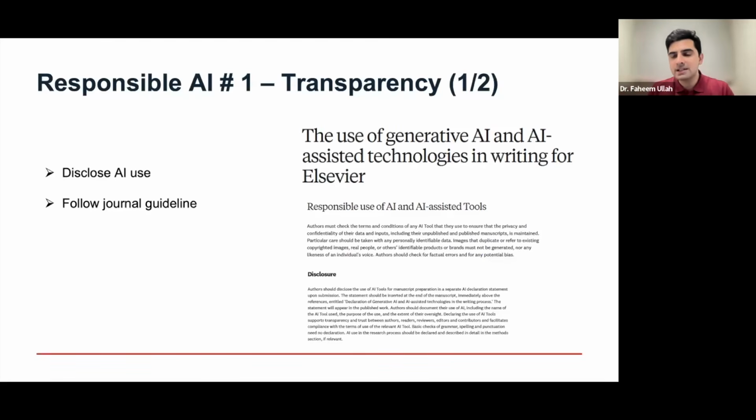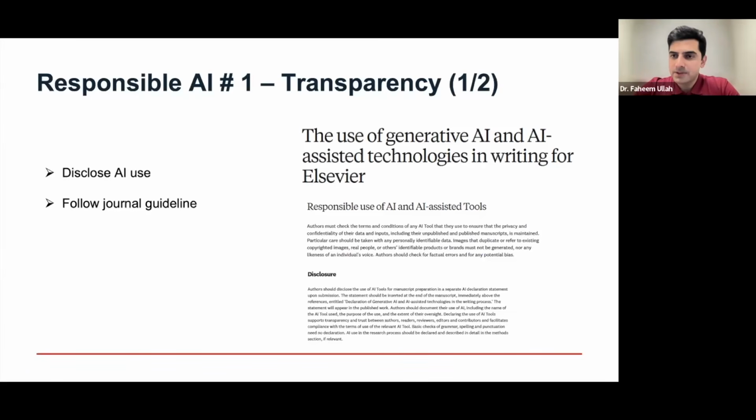AI tools. And this is what we are going to talk about in the next section: okay, we are going to use AI tools. However, we will do these things when using AI tools. The first one is transparency. So we need to disclose the use of AI tools where it makes sense.